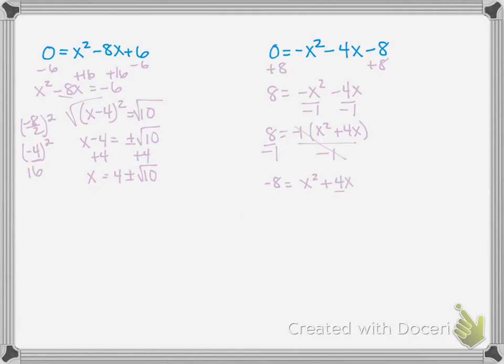So my b is that 4. So 4 divided by 2 squared. 4 divided by 2 is 2. 2 squared is 4. So I'm adding 4 to both sides. Negative 8 plus 4 is negative 4. And then I've got my perfect square being x plus 2 squared.